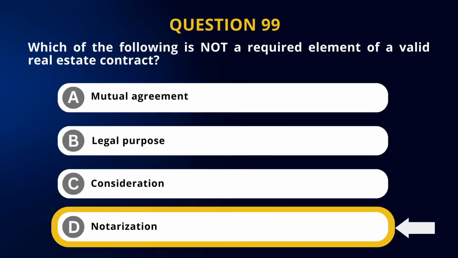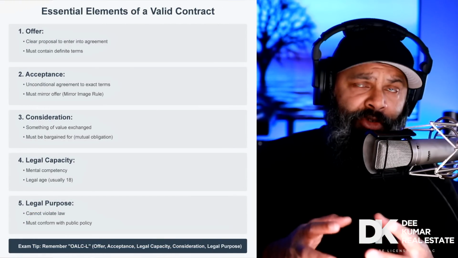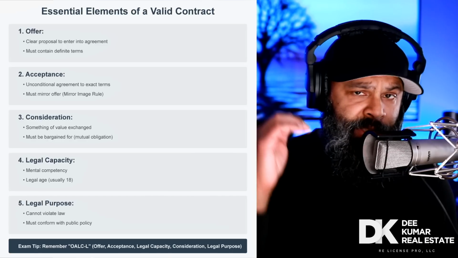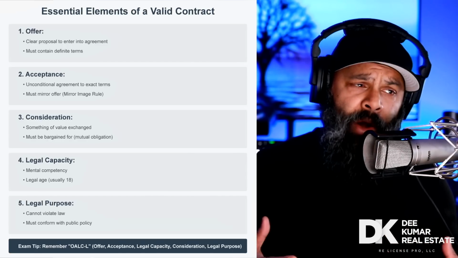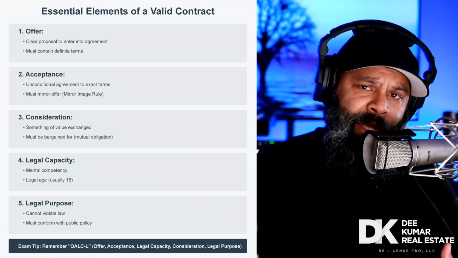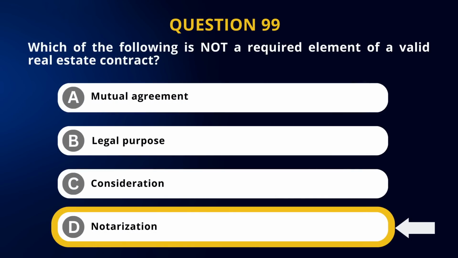To notarize a valid contract is not required. There are essential elements of a valid contract. Mutual agreement, which means there's an offer and an acceptance. Legal purpose, a contract cannot be for an illegal purpose. It is therefore void. We've talked about this. Consideration is definitely an element. Legal capacity. The parties need to be of sound mind and body entering into the contract. So we need to make sure we know what the elements are for a valid contract, and notarization simply is not one of those.